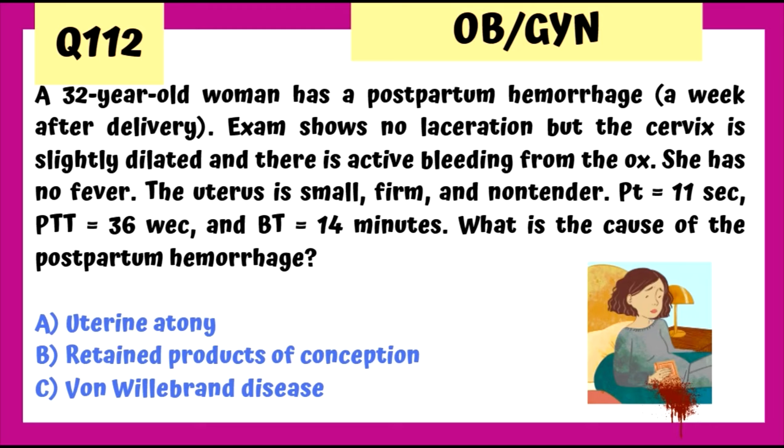She has no fever. The uterus is small, firm, and non-tender. So we know it's not uterine atony. PT is 11 seconds. PTT is 36. Again, there's a lot of typos here. And BT, bleeding time, is 14 minutes. That's an increased bleeding time.